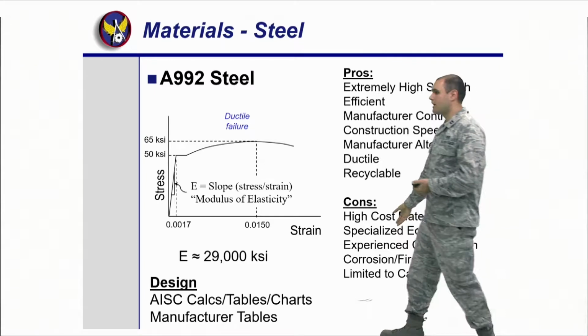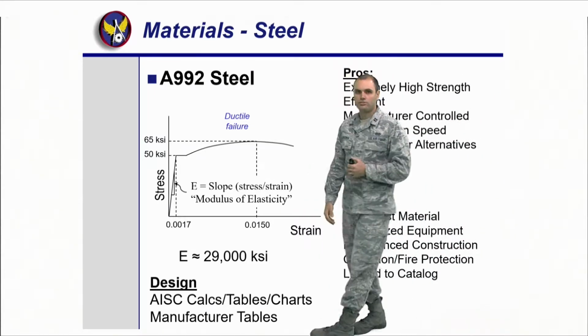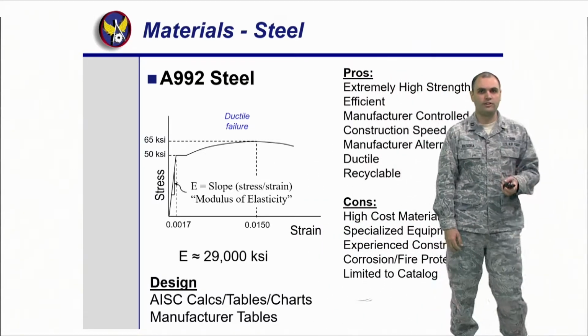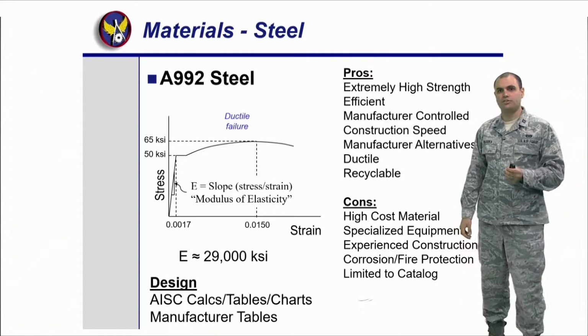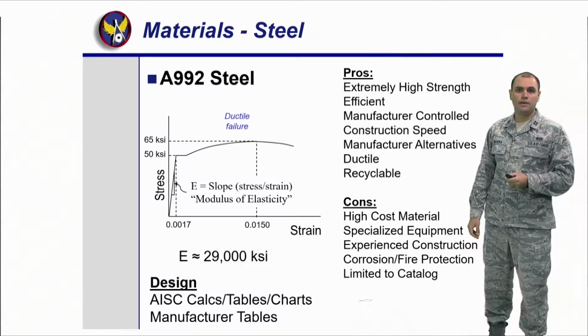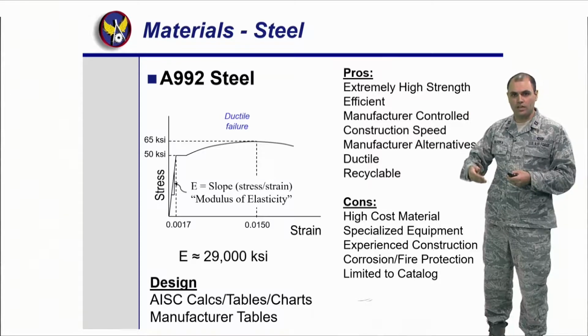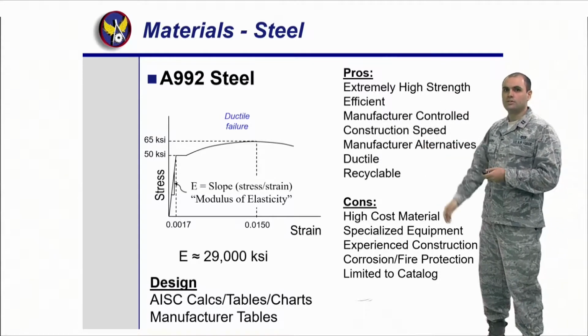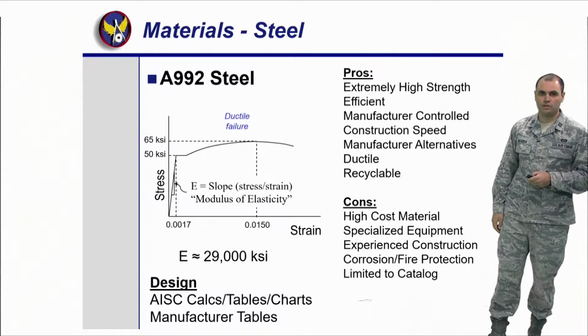So the design calculations that we use are AISC calcs, tables, and charts, and there's also manufacturing tables. If you go to a steel manufacturer, you can just ask them or just Google them, and you may find their website, and they have all the shapes, their strengths, their section properties, and everything you need for your design.